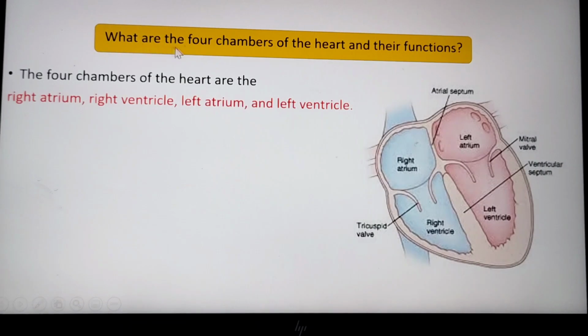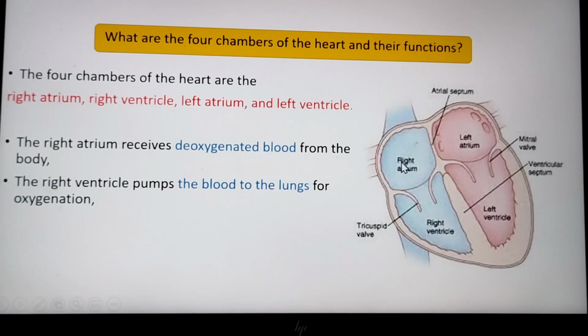Next, what are the 4 chambers of the heart and their functions? The 4 chambers of the heart are the right atrium, right ventricle, left atrium, and left ventricle. So what are their functions? Coming to functions, the right atrium receives deoxygenated blood from the body, and the right ventricle pumps the deoxygenated blood to the lungs for oxygenation.